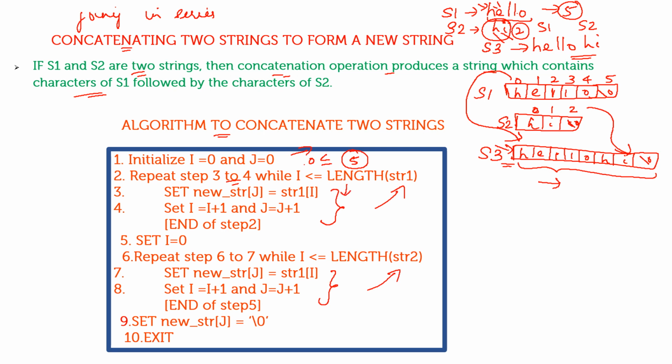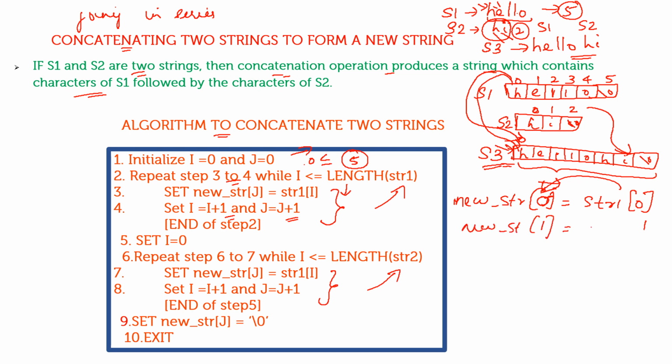Now set new string of j, in this case S3, equal to string 1 of i. Here j is also initialized to 0, so string 1 of 0 will be assigned to the new string, that is, H will be assigned to index 0. Now you are able to understand, I think. After that, you increment the values of i and j. Now i will be equal to 1 and j also will be equal to 1. Now new string of 1 will be equal to string 1 of 1, that is, E will be assigned to index 1, right?